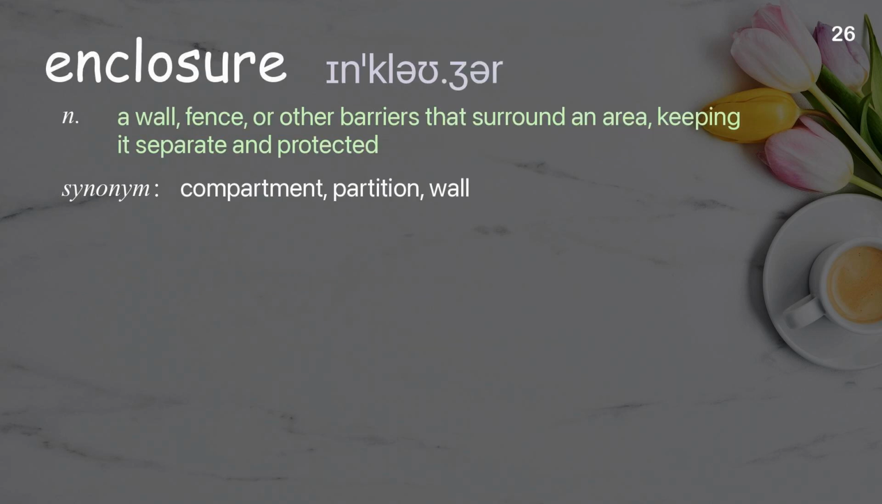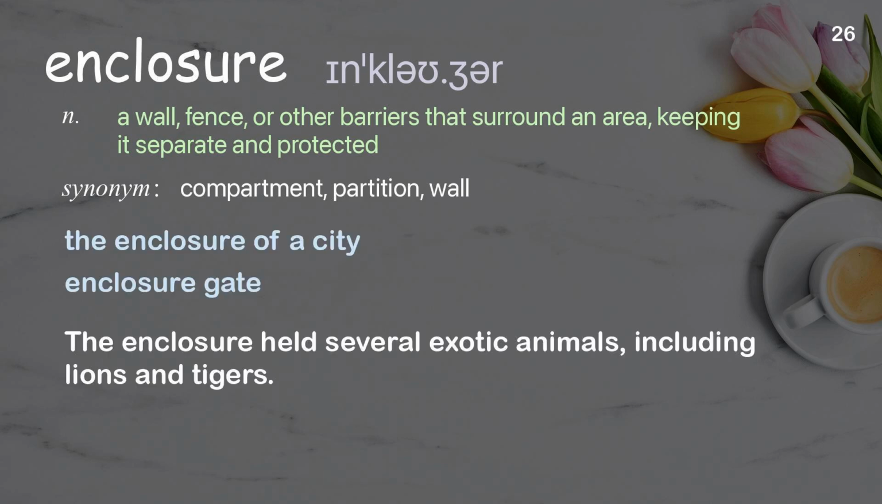Enclosure. A wall, fence, or other barriers that surround an area, keeping it separate and protected. Examples: The enclosure of a city. Enclosure gate. The enclosure held several exotic animals, including lions and tigers.